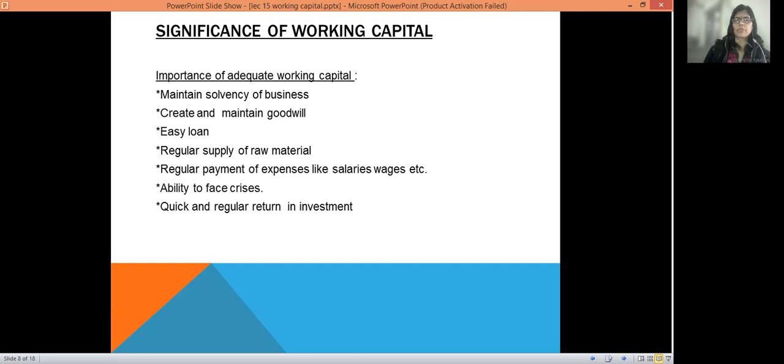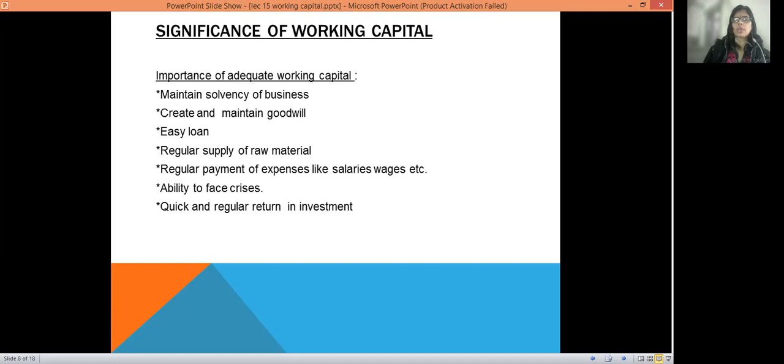Next is regular payment of expenses like salaries, wages, etc. Actually, when you are running a business, it's your obligation, it's your responsibility, that you have to bear the expenses like salaries, wages, and other expenses on time, because people are providing services. They are putting in efforts, and if you are not giving the payment on time, the people are not interested to complete their work with 100% efficiency.